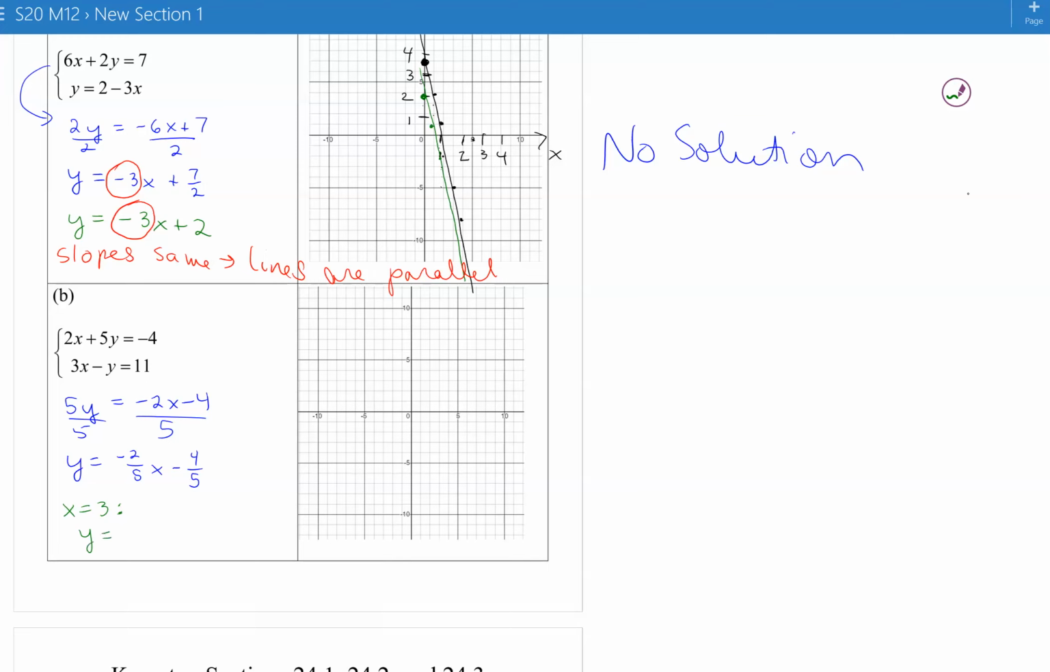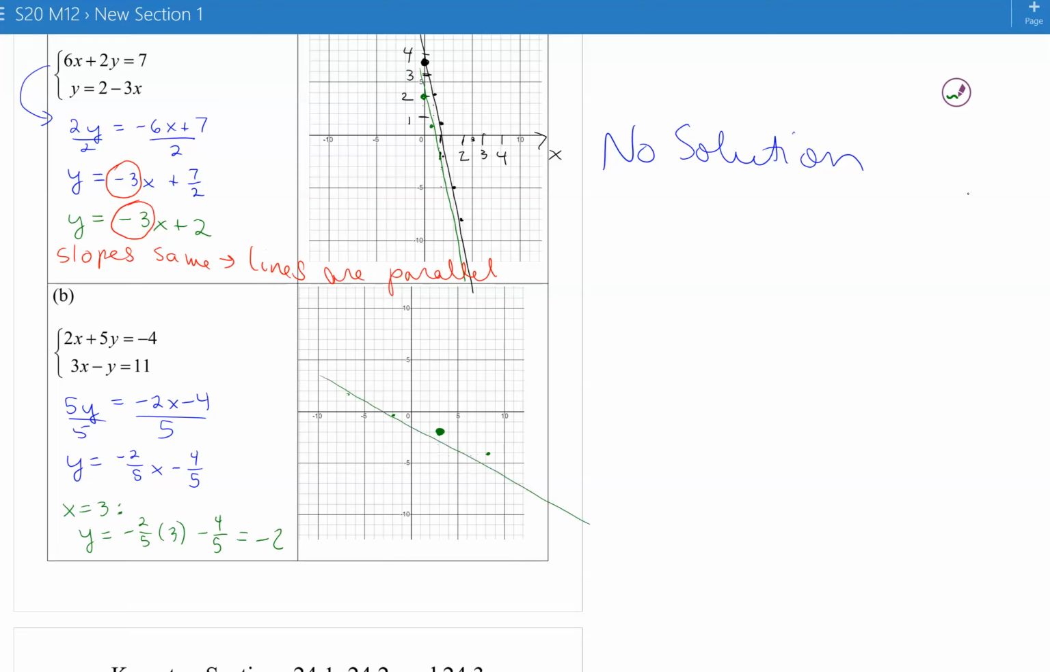Then I'd have y equals -2/5 times 3 minus 4/5. So that's -10/5 or -2. So (3, -2) is a point on this line. And once I find one point that's on the line, then I can use the slope down 2/5 to find more points on the line.